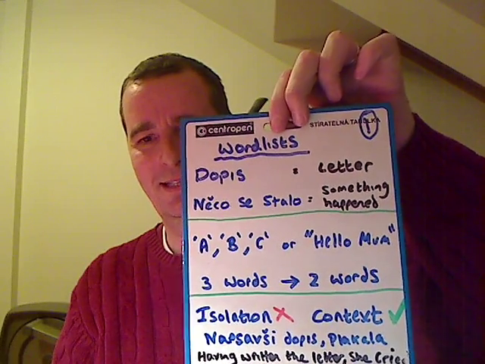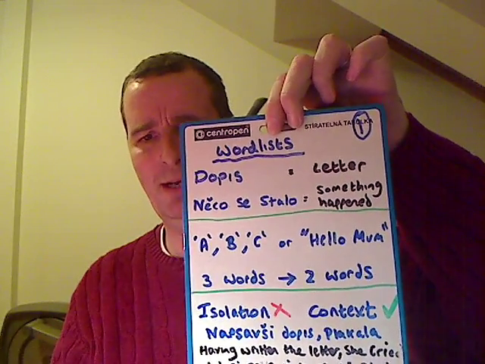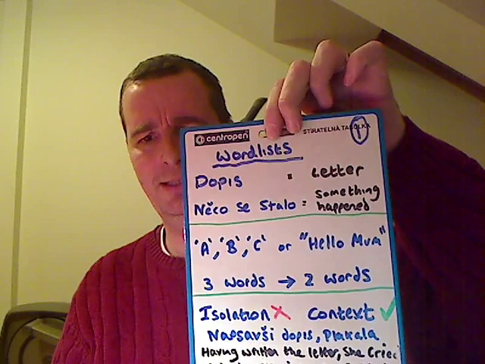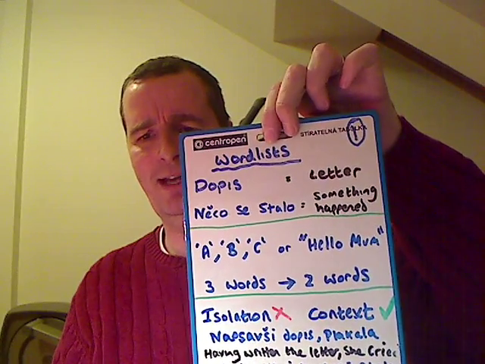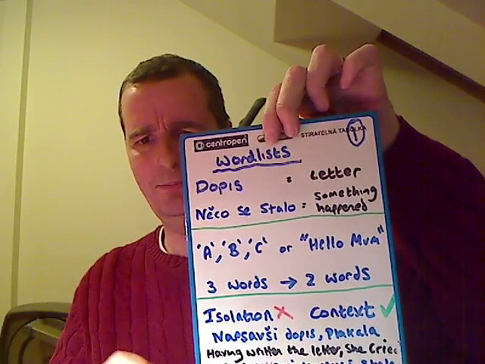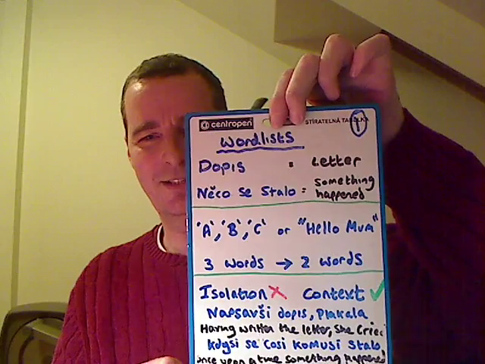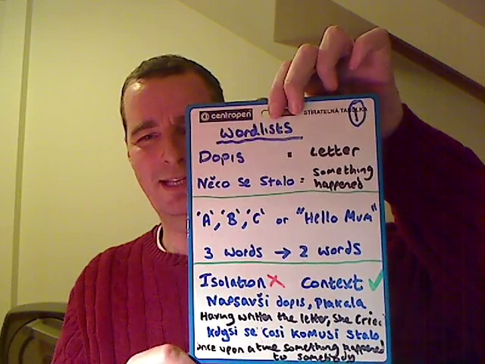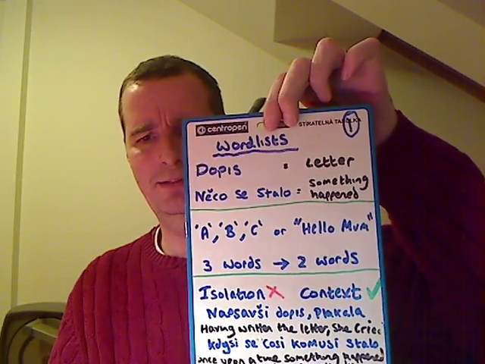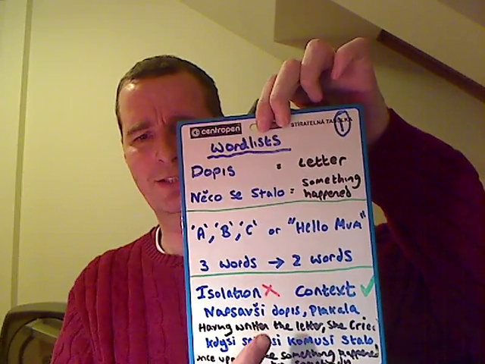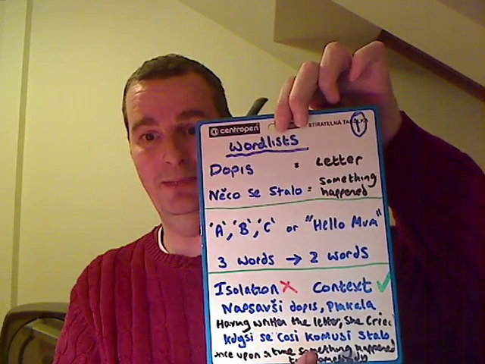Well, my curiosity is, okay, I can see that written the letter probably means it's a letter like the dear mum kind, but now, why on earth does napsavši mean having written? And why is plakala, she cried? Well, it's sort of distracting me from the word dopis. And the same here with něco se stalo. Kdysi se cosi komu si stalo. Once upon a time, something happened to somebody. Hold on. My word something disappeared. Why? And does kdysi really mean once upon a time? Can Czech, or maybe it's another word that means that.